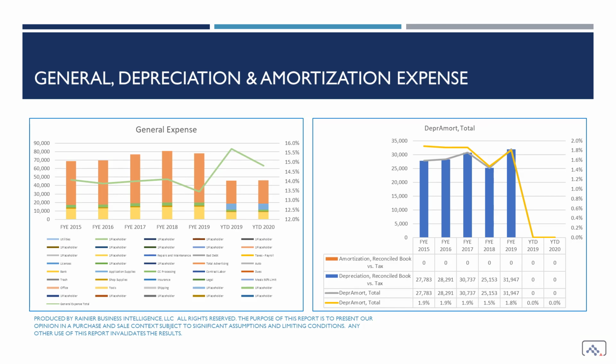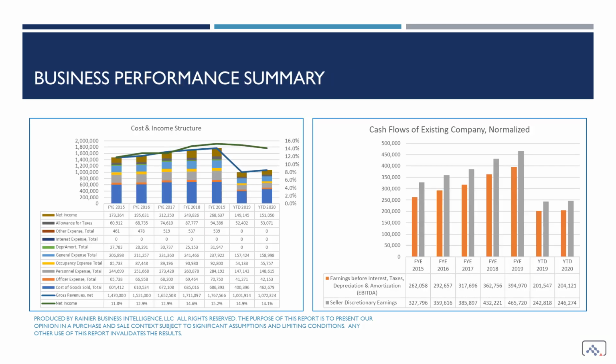Business firms are permitted for tax and financial reporting purposes to charge a portion of the cost of fixed assets systematically against annual revenues. This allocation of historical cost over time is called depreciation. Depreciation is reported here as reconciled with tax and book depreciation. Business performance for the existing company in the historical period is summarized in the cost and income structure and the cash flows of EBITDA and discretionary earnings.